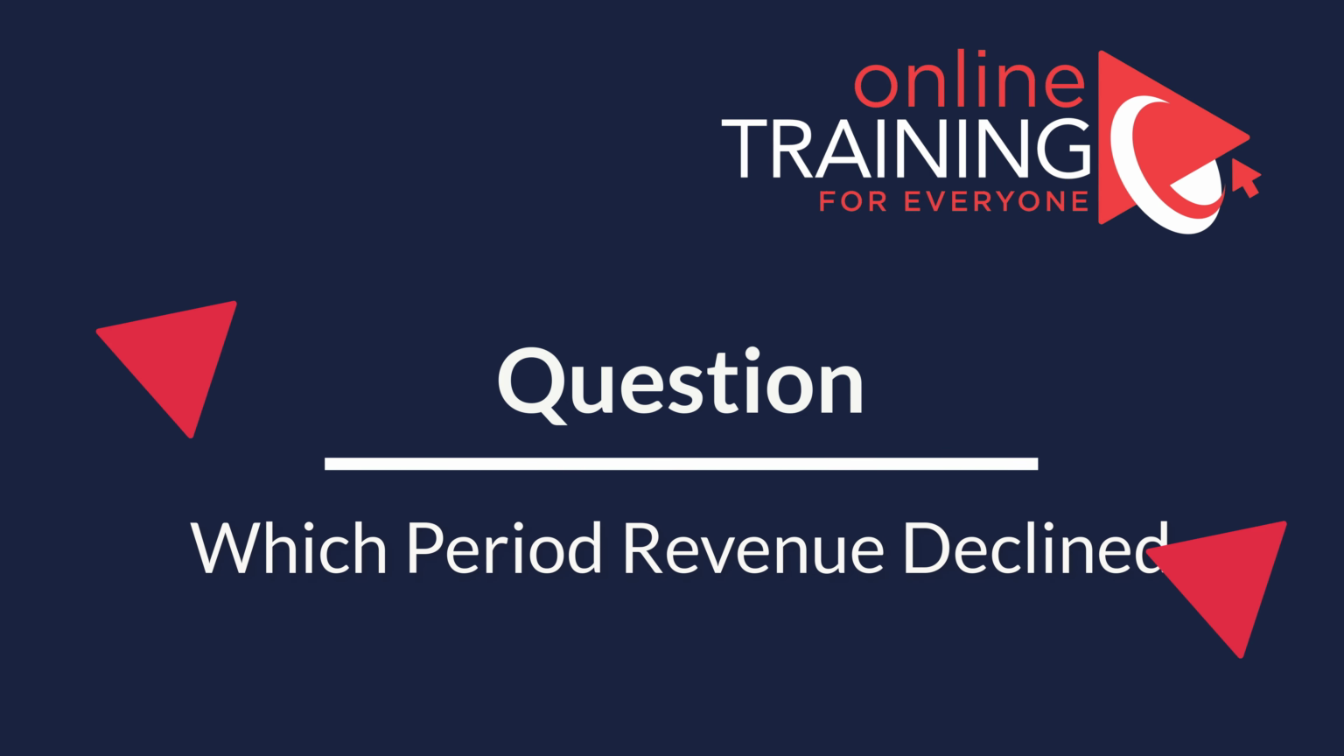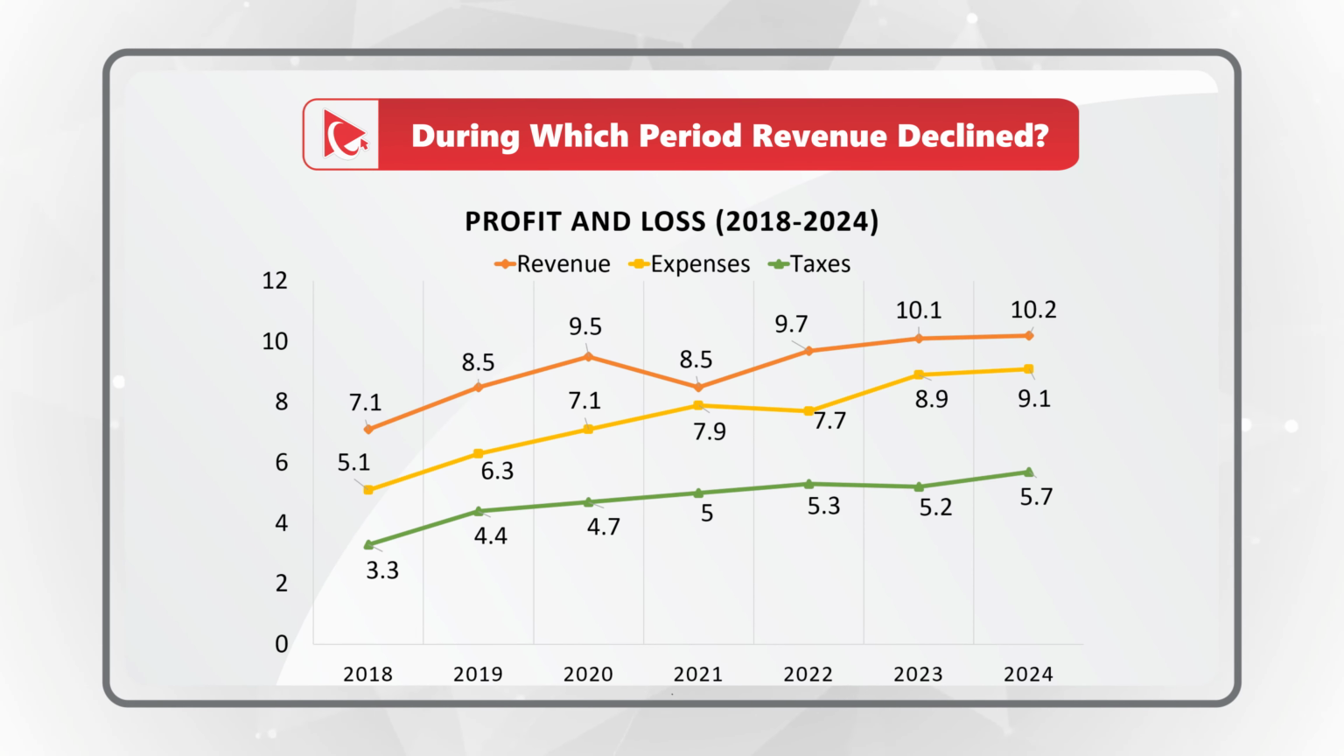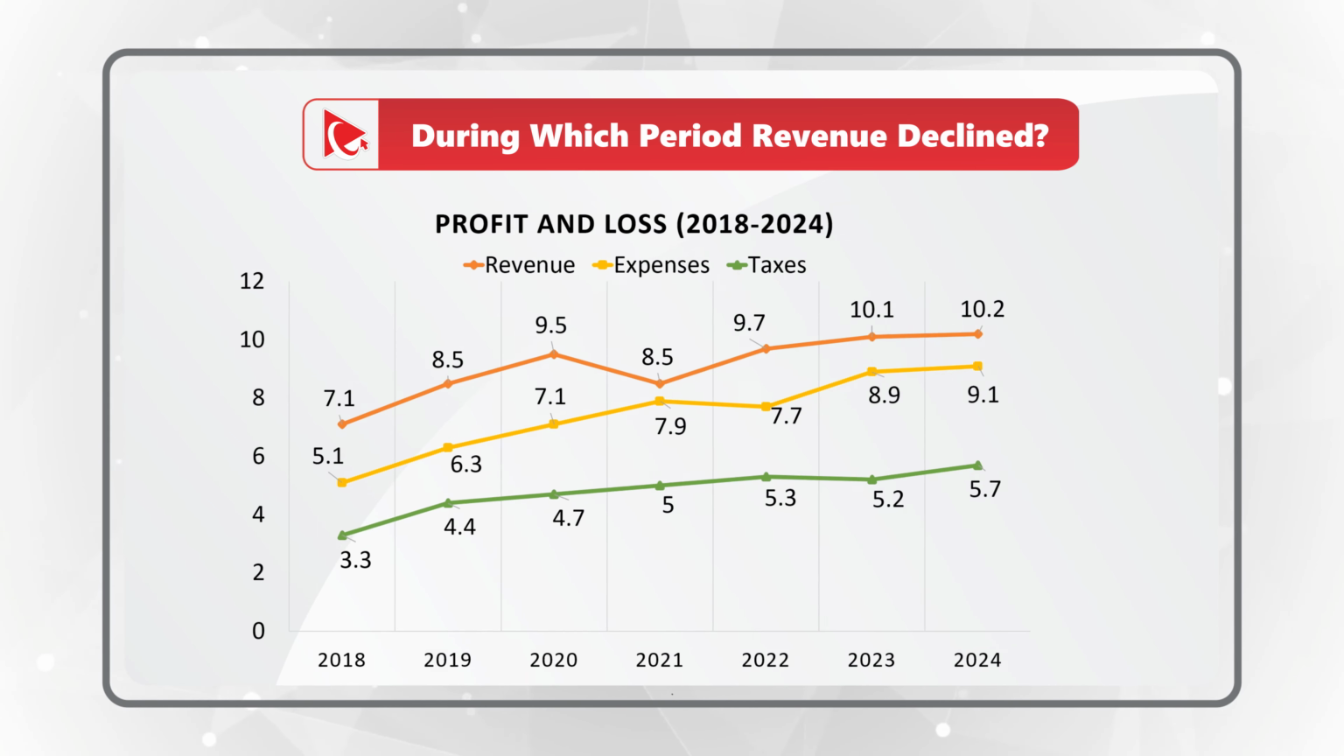Here's a rather unexpected question you might frequently see on the test. You need to determine during which period revenue declined, and you're presented with the profit and loss chart that covers periods from 2018 to 2024. On the chart, you see 3 lines representing revenue, expenses, and taxes. And you need to select the final answer out of 4 different choices.